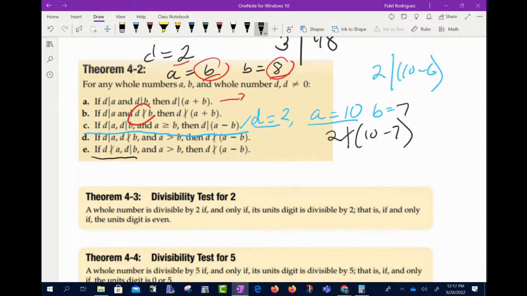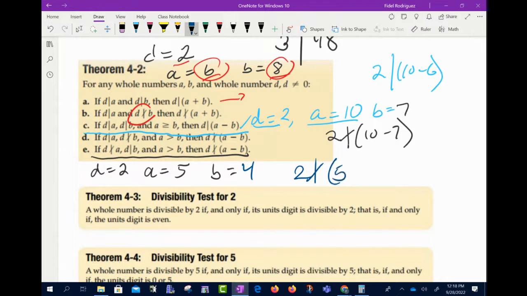And the same thing, y'all, would work also for part E. Again, look, it's telling me that 2 does not divide A. So let's keep D being 2. Let's change A to be 5, but it does divide B, so I'm going to make that 8. And I'm sorry, A needs to be bigger than B, so let me change this to a 4. Now it's just saying that 2 is not going to divide A minus B. 2 is not going to divide 5 minus 4. That's true. 2 would not go into 1.